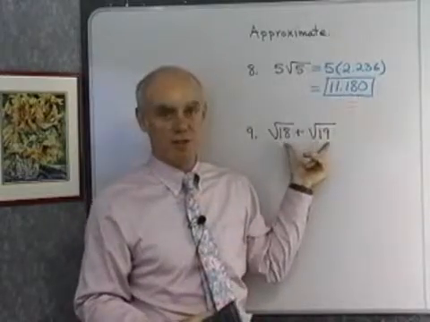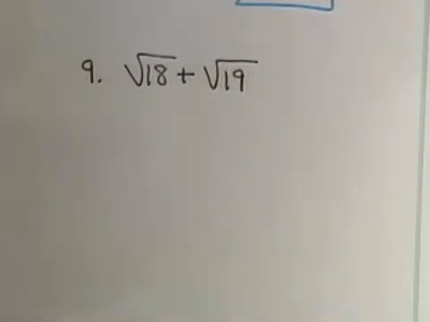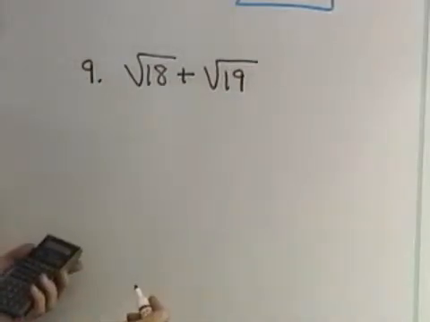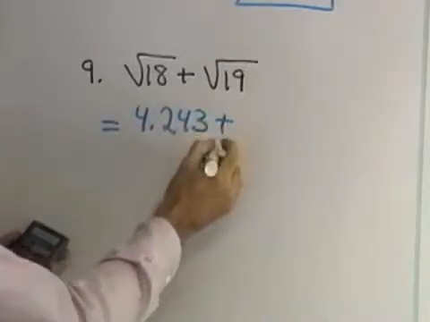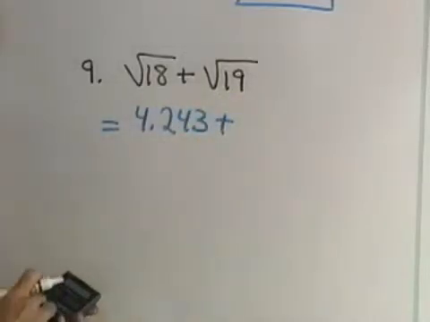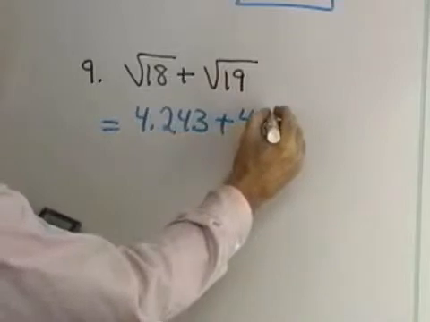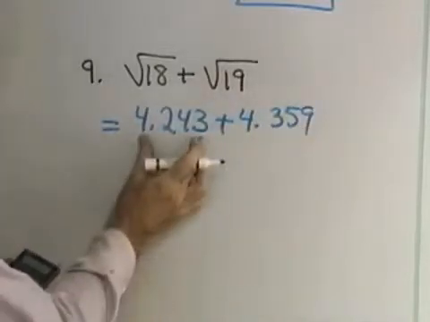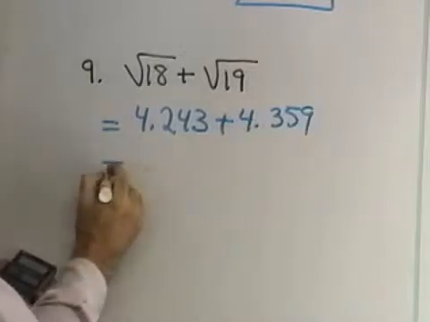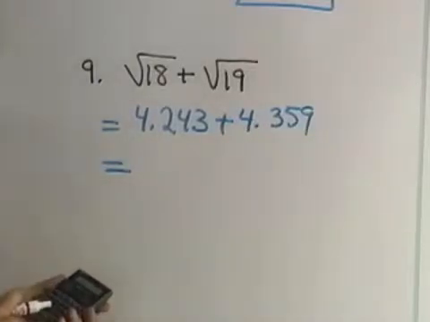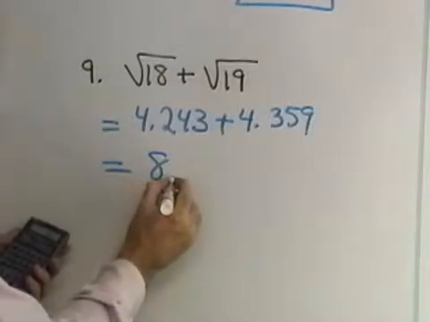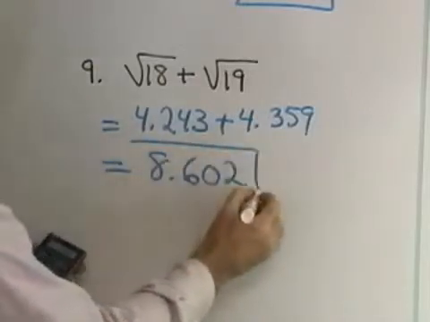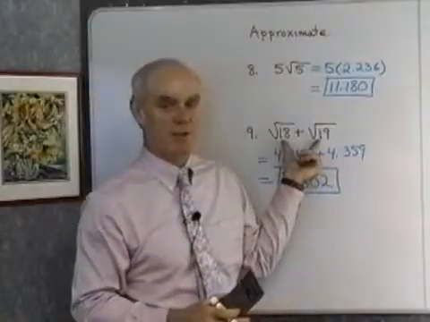Let's try a decimal approximation to this right here. Square root 18, I'll do that on the calculator, and let's just go to the nearest thousandth again. This is 4.243 plus, now square root 19, and that comes out 4.359. So 4.243, 4.359, and then let's add those up. 4.243 plus 4.359, and that gives me 8.602. Now that's the decimal approximation to the sum of these two things right here.